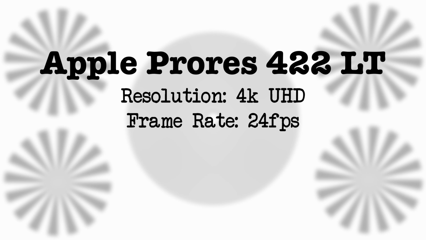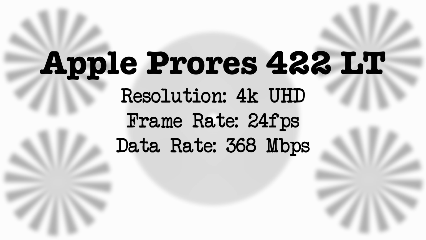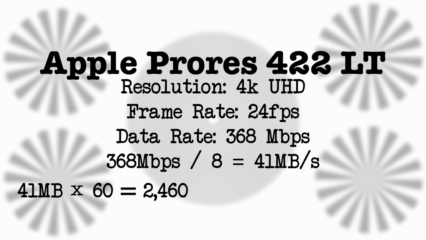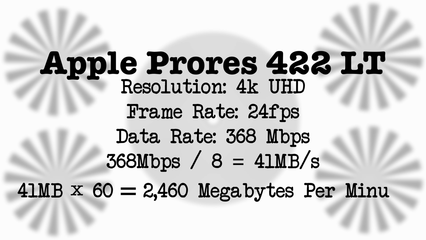Now, going back to our ProRes 422 codec, that is going to record at 368 megabits per second. Now, to convert megabits to megabytes, we just divide by 8. So 368 megabits divided by 8 equals about 41 megabytes per second. Now, all we need to do is scale up those calculations. If we're recording 41 megabytes per second, then to find out how much data we're using per minute, we just have to times that by 60 seconds, which gives us 2,460 megabytes per minute.